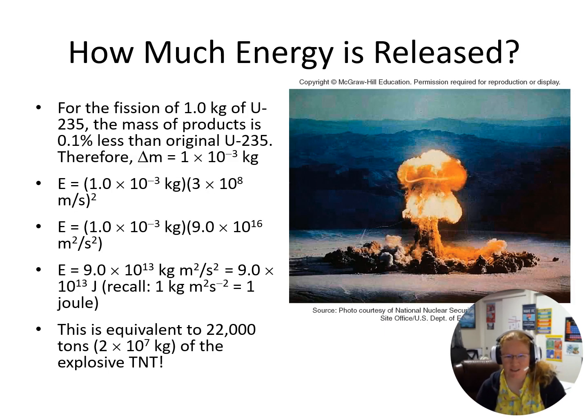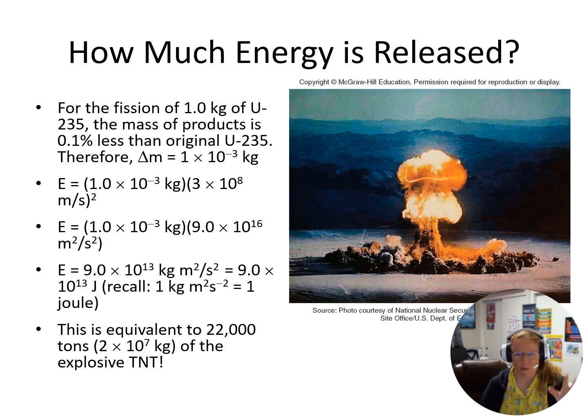So how much energy is released? Well, we get that E equals mc squared. So if we have 1 kilogram of uranium-235, that mass of products is a tiny bit less than the original. Not much, but tiny. And so we get just a little bit. Our change in mass is 1 times 10 to the negative 3 kilograms, so pretty small.